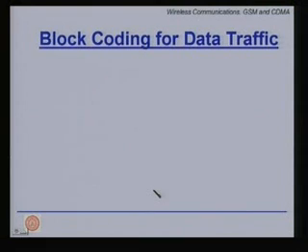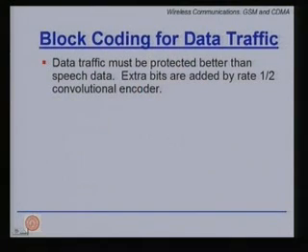Now, that was speech. We have block coding for data traffic, which is more sensitive to errors. Data traffic must be protected better than speech data, okay, because our ears are not so sensitive. We can internally extrapolate and figure out the missing words. At most, there will be a crackle in the sound. We can still make out what is going on. But in data, if we make more than the possible errors that can be detected, then we are in soup.